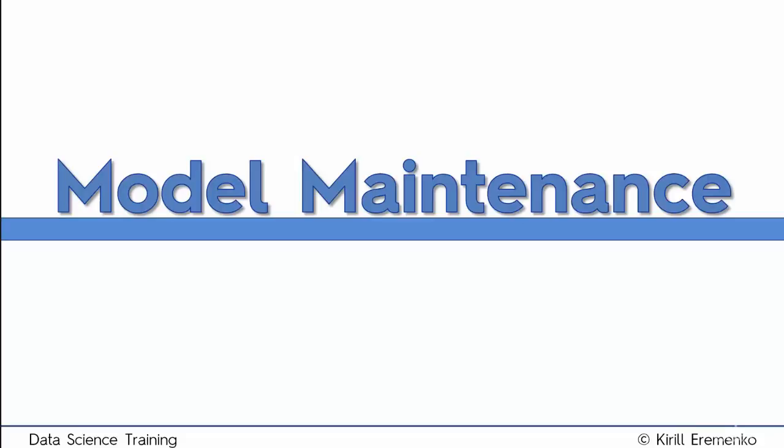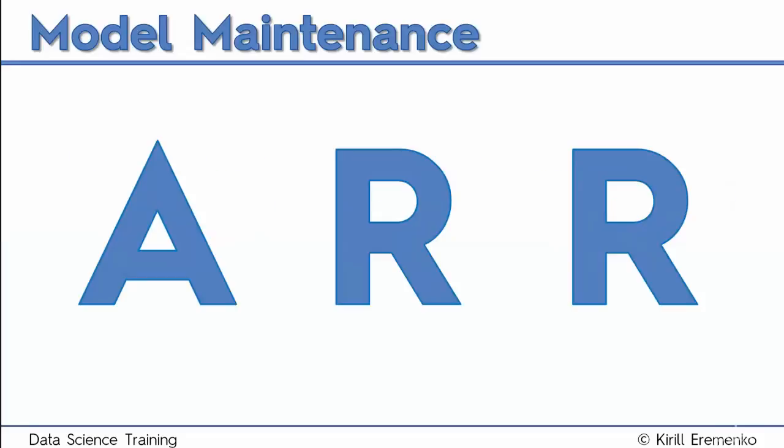Model maintenance. We've been leading up to this tutorial in the previous 2 where we talked about how models deteriorate and why they deteriorate. And today it's time to understand what we can do to prevent them from deteriorating, or at least find out that they're deteriorating on time to replace them. And I'm going to cut straight to the chase here. This is the process that I'm going to be talking about. It's called the ARR process.